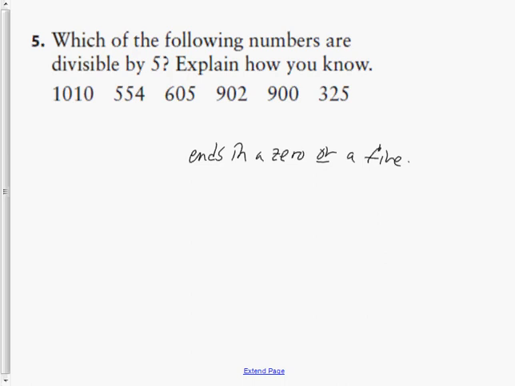So all of these numbers here, if it ends in a 0 or 5, we know it's divisible by 5. So I'm going to circle that. It's not this one. This one is, not this one. This one is, and this one is.